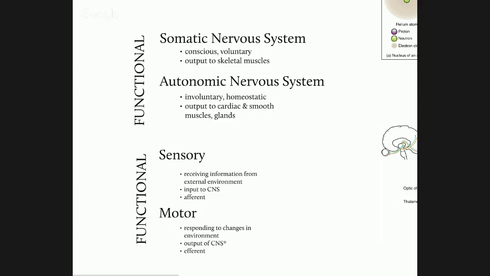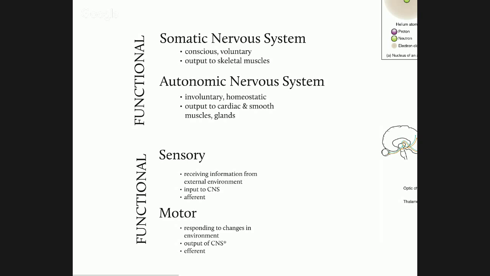And then motor, like I said, is usually thought of in terms of muscle control, but there are some responses that aren't technically muscles. Obviously, if it's skeletal muscle control, we would consider that somatic nervous system motor function. And if it's cardiac or smooth muscle or glandular tissue, then we'd consider that autonomic nervous system responses.